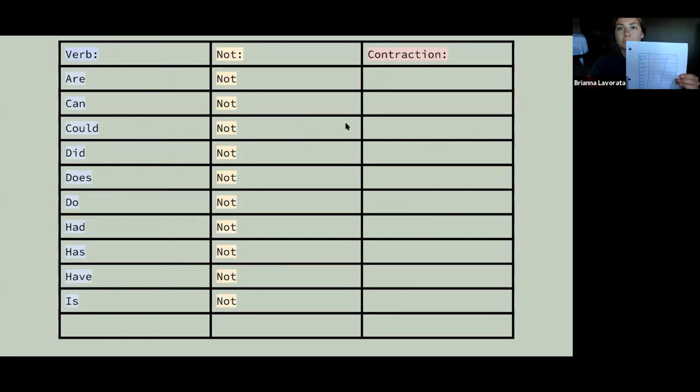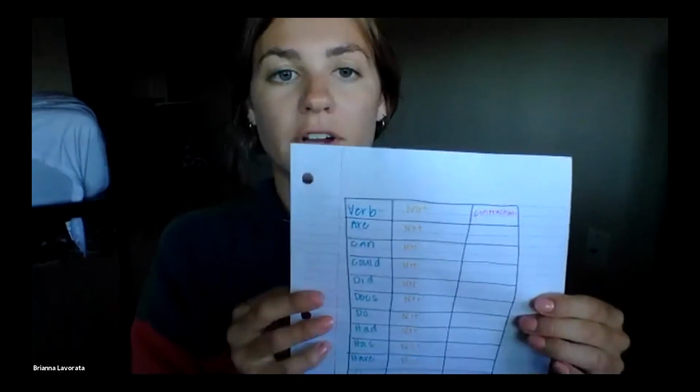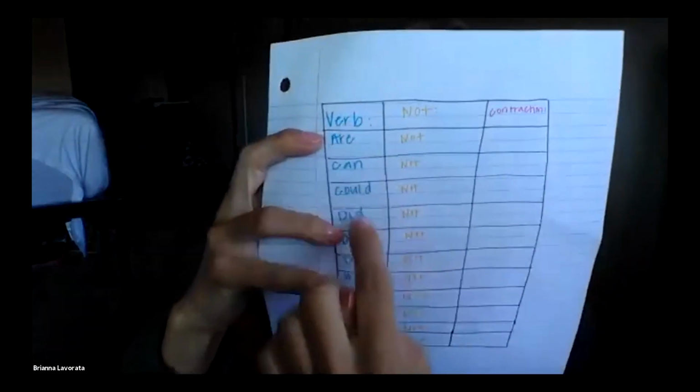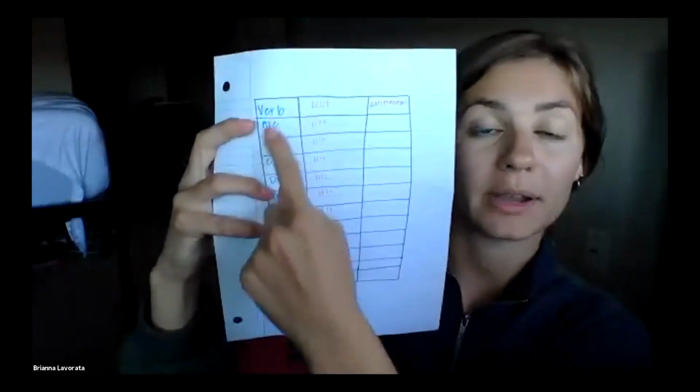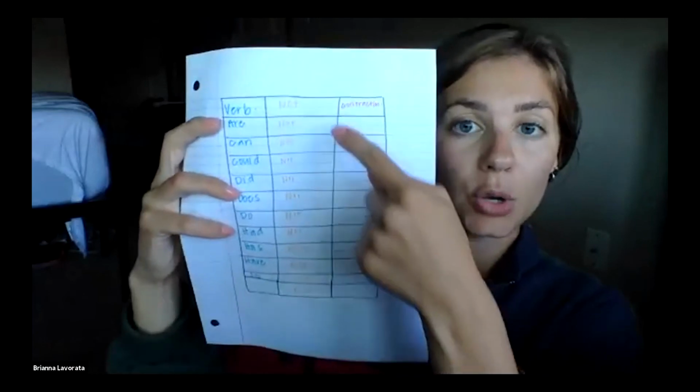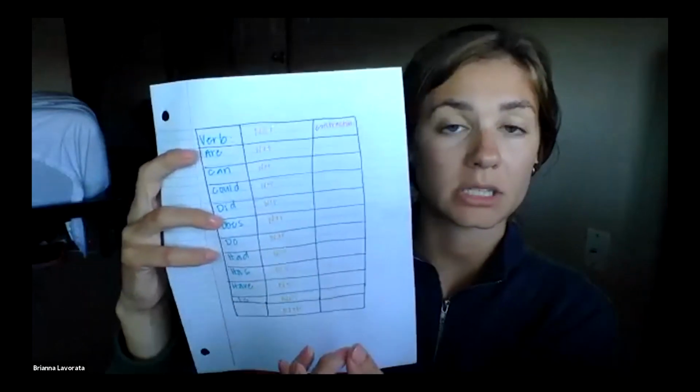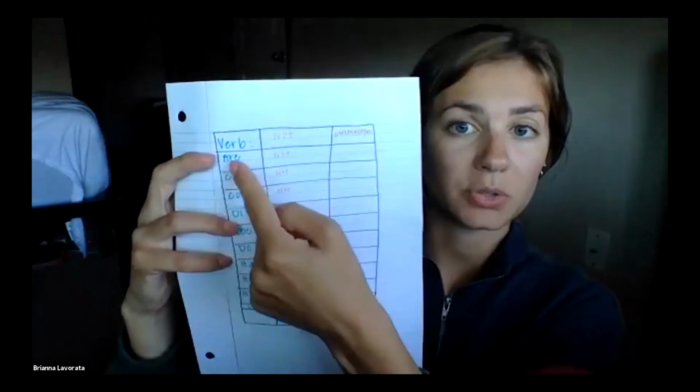Okay. So let me stop sharing for a second. So your paper should look just like this. So we have our verbs in blue. These are going to be our words that we are going to be using to contract. We have the word not. We are only going to be using the word not to make words smaller. And then we are going to combine these 2 words and write our contraction words for our activity today.